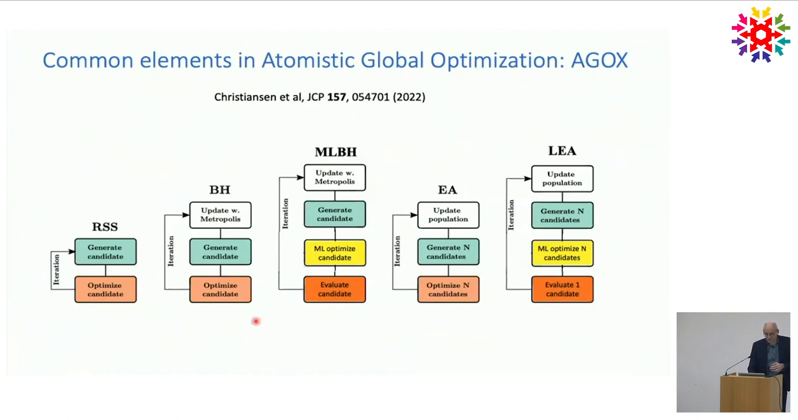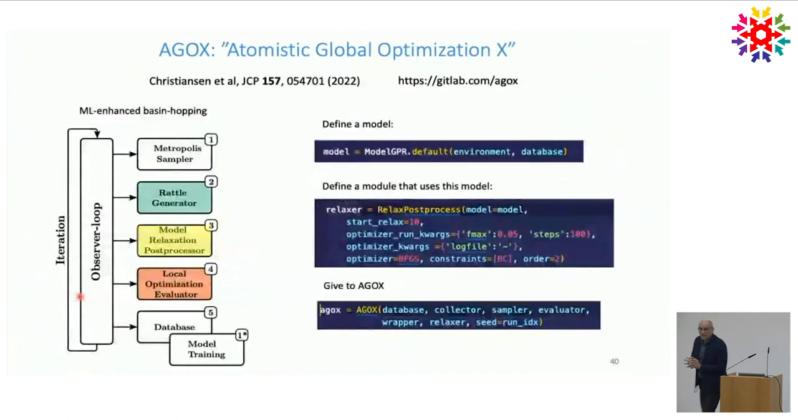And there's even a simpler method here, the random structure search by Richard Needs and collaborators, where you basically just start out in your landscape at a random position and do the steepest descent. And you can see that these methods, and there are more of them, all contain the exact same elements. And Mads Peter Christiansen, my postdoc, has organized that in a way where you have modules you just put together one after the other.